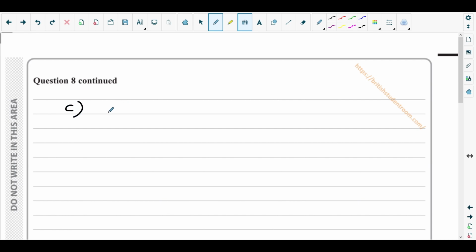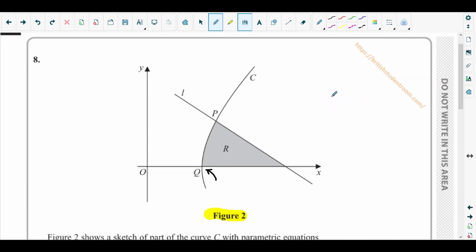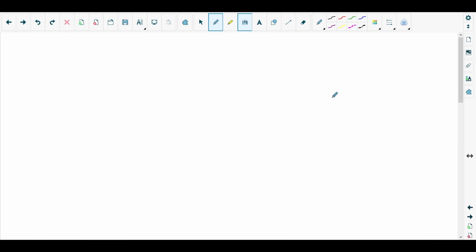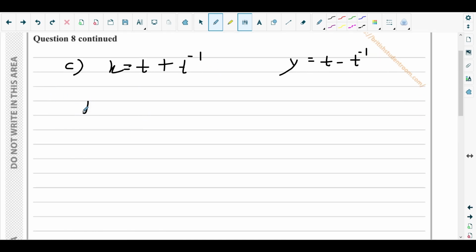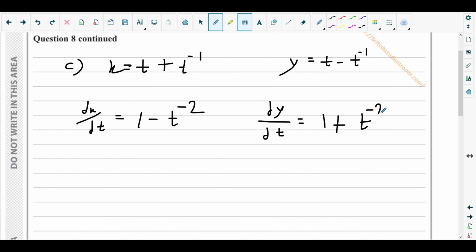For part C, x equals t plus t inverse, right? And y equals what? t minus t inverse, exactly. Okay, so now differentiate. dx over dt, what will you get? 1 minus t to the power negative 2, and dy over dt is 1 plus t to the power negative 2.